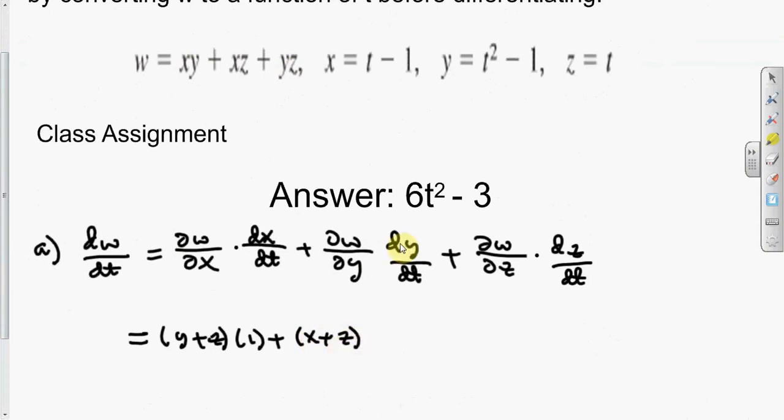Times the derivative of y with respect to t. I look for y, take its derivative with respect to t, that's just 2t, plus the partial of W with respect to z. So I find the z's, and all I have left once I take the partial derivatives there would be their coefficients, x plus y. Then times dz dt, that's just 1.